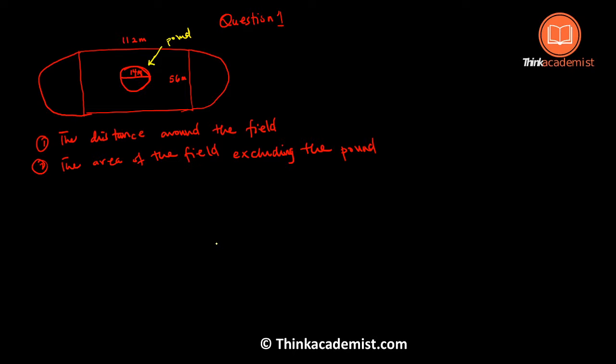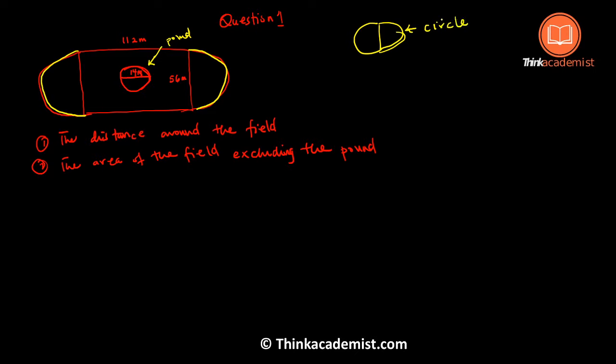Okay, so let's look at the solutions. The very first one, they are saying the distance around the field. Now, distance around something is basically the perimeter of the thing. Okay, now when you look at this closely, these are semicircles. Okay, now that we have two semicircles, we can either bring those two separate semicircles together, and obviously they are going to form what? A circle.